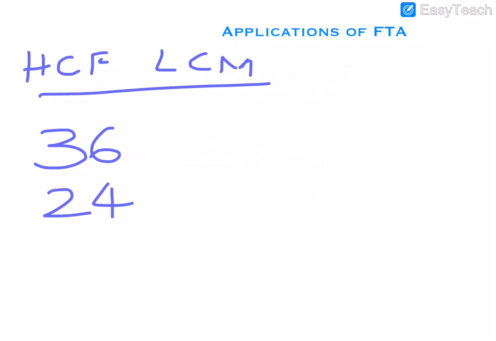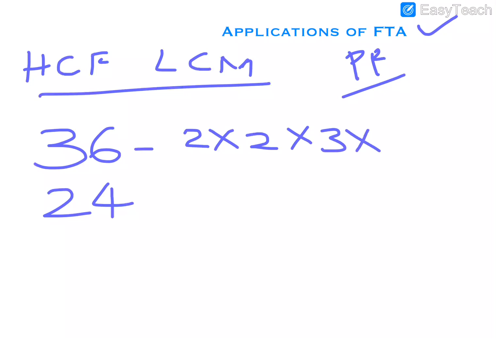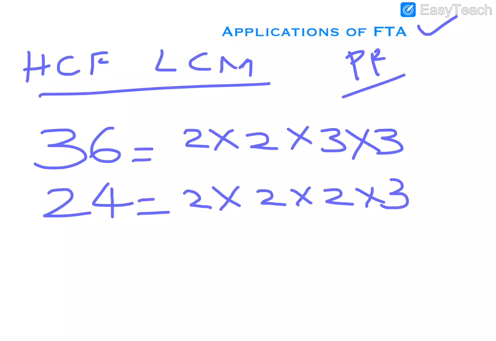Now let's learn how to find HCF and how to find LCM using this fundamental theorem of arithmetic and prime factorization. How are we going to do this? Let us see. 36 we already know, 2 into 2 into 3 into 3, and 24 you have to do. Let us do the 2 table: 2 12s are 24, again 12, 2 6s are 12, again 6, 2 3s are 6.